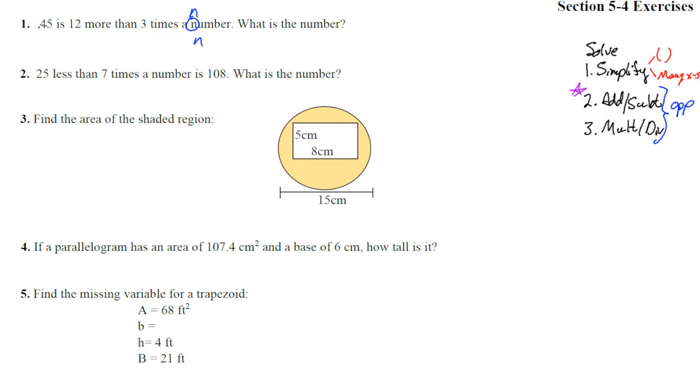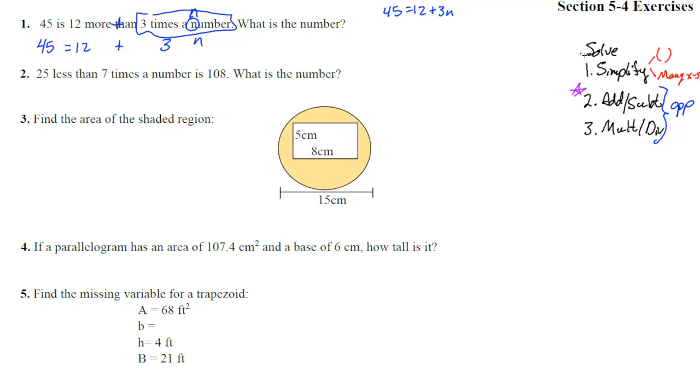Now, here we have 45 is. Let's translate that. 45 is means equals. 12 more than, that's a plus sign. 12 more than 3 times a number, that's 3 times n. There's our equation: 45 equals 12 plus 3n. Now we've turned it into an equation.